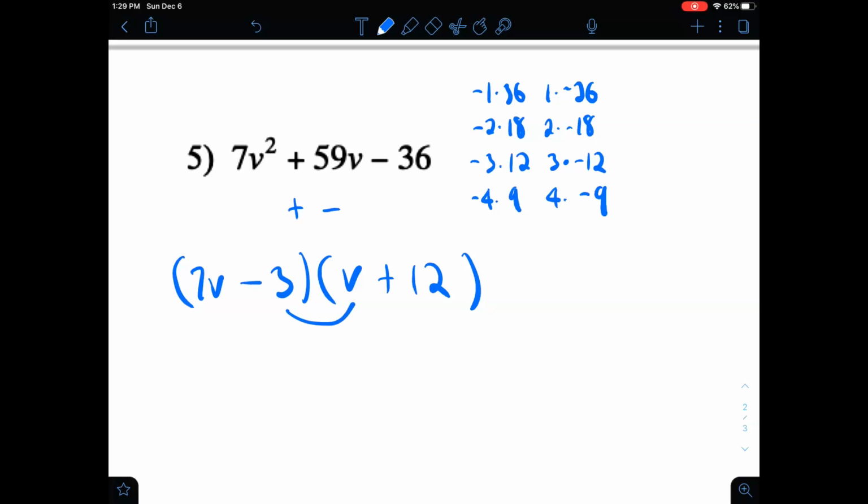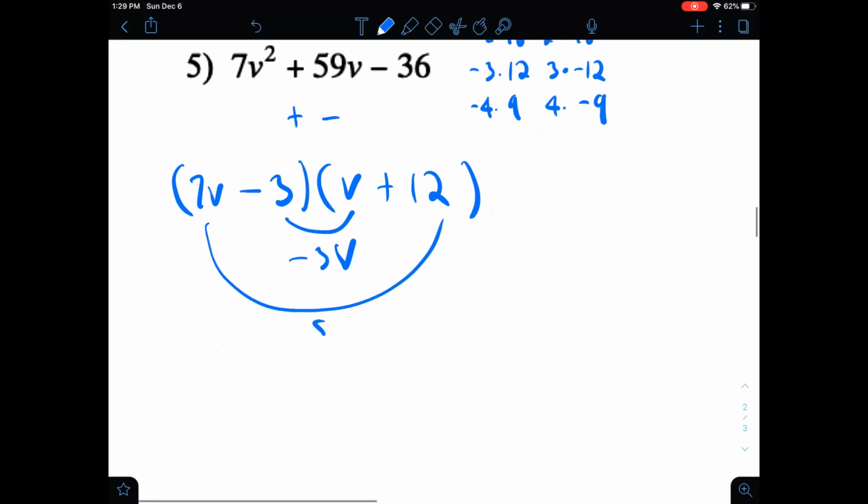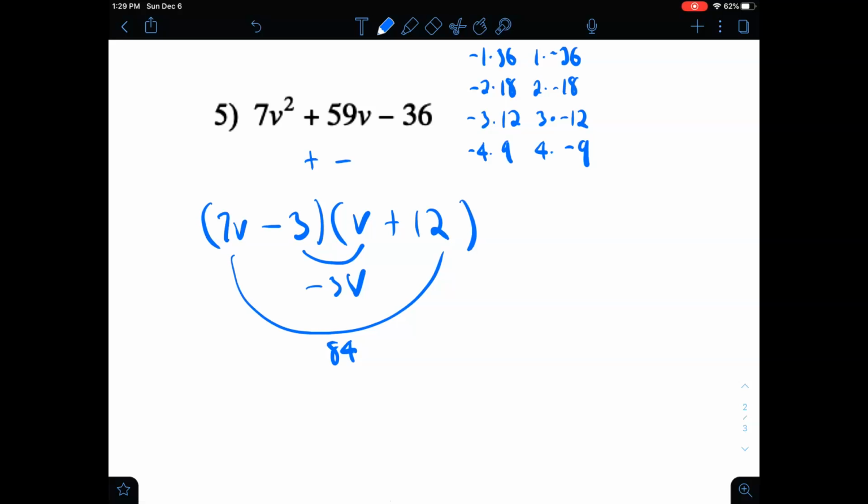So negative 3 times v is negative 3v. 7 times 12. Sorry, I didn't calculate this here. That's going to be 84. So this is going to be 84 minus 3, which is 81. So we're pretty high here. So these numbers are pretty big. So we're probably going to need to pick numbers that are kind of closer together, like these 4 and 9.